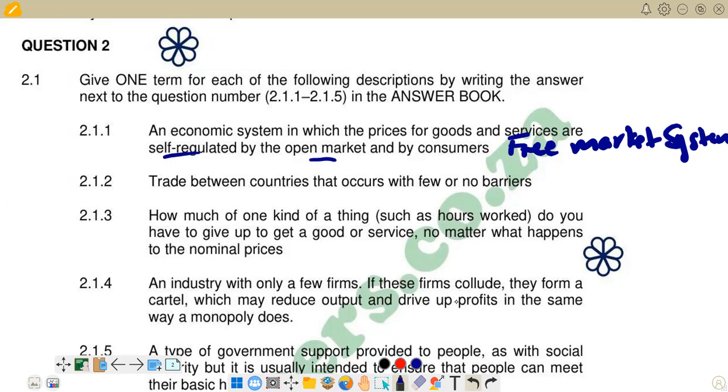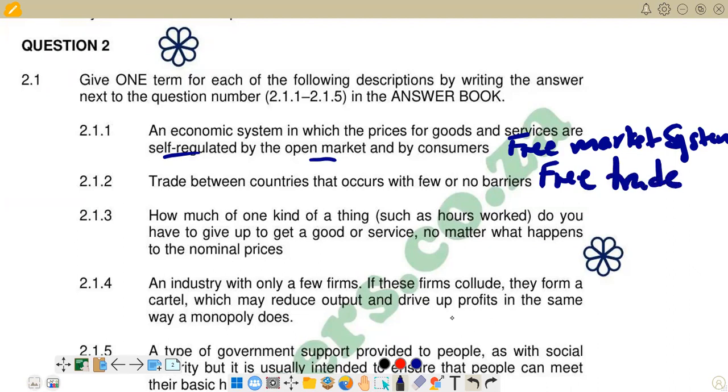Then we go to the next question, which says trade between countries that occurs with few or no barriers. We know that when there are no trade restrictions, the type of trade is free trade. Free trade entails the removal of trade restrictions, be it duties, tariff barriers, and non-tariff barriers. So the most appropriate term is free trade.